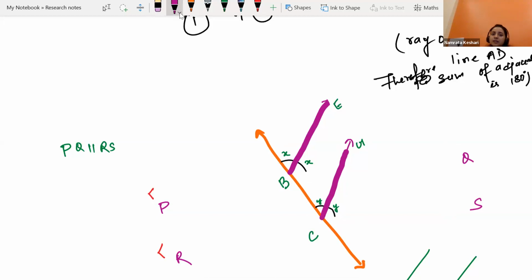Why? By the parallel line concept, this one and this one look like corresponding angles, right? It is exactly in the same place. So, of course, x will be equal to y, right? Yes, ma'am. Okay, let's write it. Let me draw the previous line.